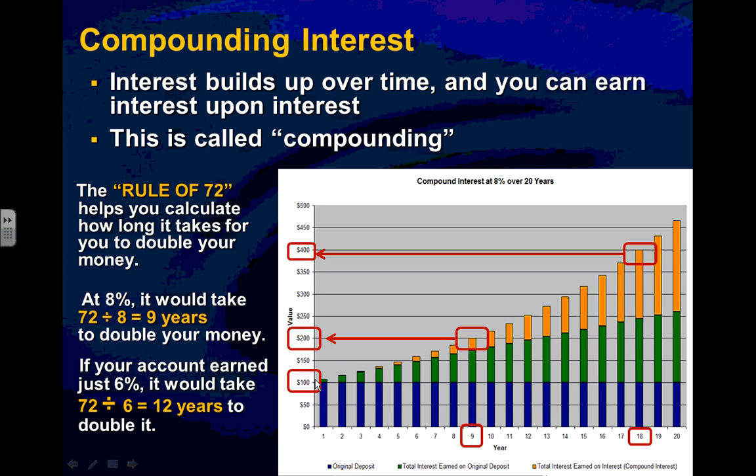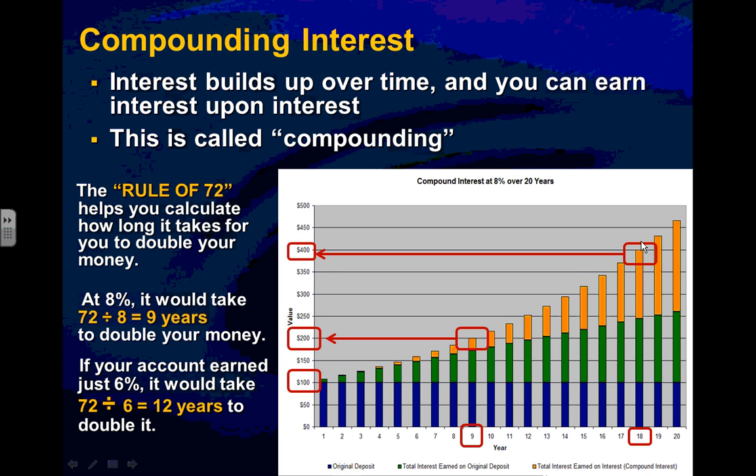Think of it. If this $100 was $1,000, or if you got an inheritance, or if you got a really good paying job with a bonus or something right out of college, if you had $10,000, think how much it's going to grow with time if you invest it wisely and let the interest make interest for you. Don't forget the rule of 72. Most rates aren't as high as 8. If you had a 6% rate, 72 divided by 6, it would take 12 years to double it. But either way, you've got to understand the power of compounding interest.